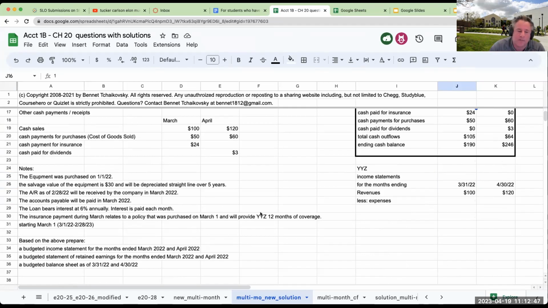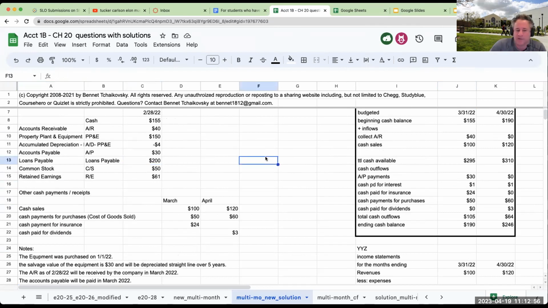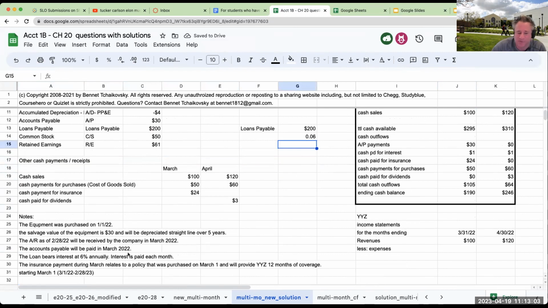Okay, so if I look at this over here, the loan bears interest at 6% annually, and interest is paid each month. So if the loan amount is 200,000, and the annual interest is at 6%. Over here, I've got annual interest of 12. If interest is being paid each month, this is going to be 12 divided by 12 months, or $1. So I'm going to have over here my interest expense of 1 and 1.